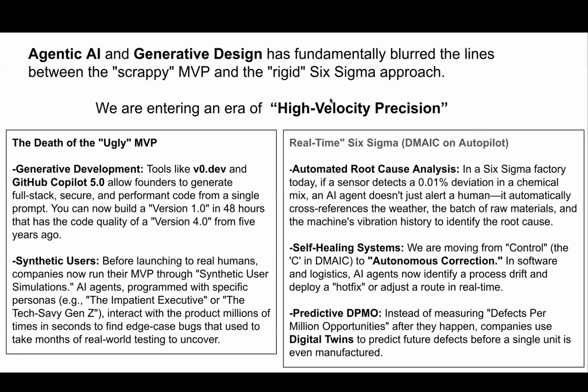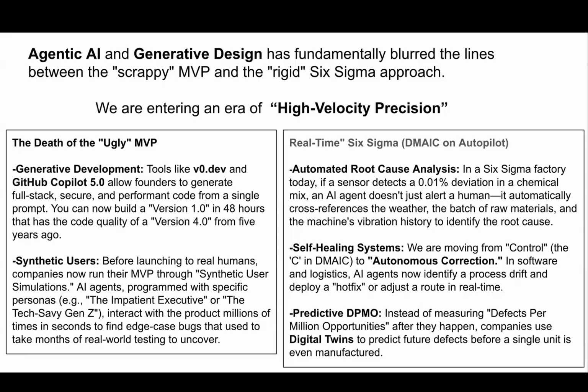Okay, so what's happening now, as you all know, is we have both agentic AI and generative design, and this is like a huge breakthrough time for us in terms of trying to figure out, do we want to go with that high risk MVP, but then take the slow to market Six Sigma approach. And so we have this combination. It's called high velocity, which is MVP, precision, which is Six Sigma. So we have high velocity precision. And so that ugly MVP is going to go away. And what you do is you use AI to do this.